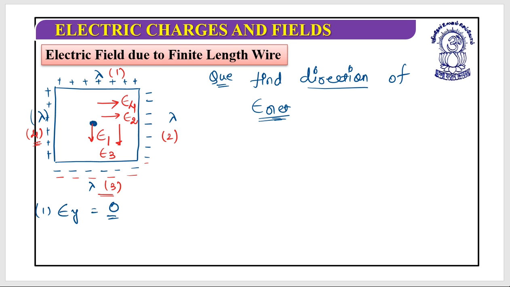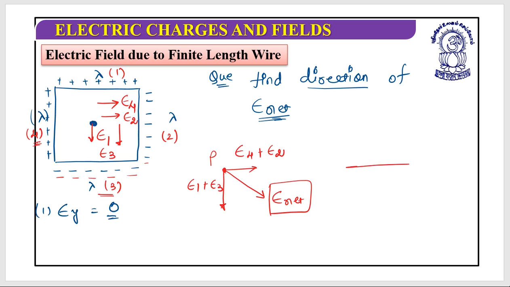So what would the situation look like? Let's say this is point P. Here two vectors are there, which we call E4 plus E2. Here again, two vectors are there, which we call E1 plus E3. If I consider the direction of E net, this will make this. This is E1. So the net electric field would be in the southeast direction, or we can say it is in the fourth quadrant.